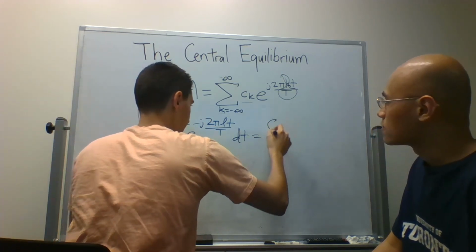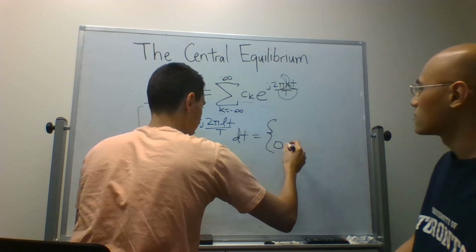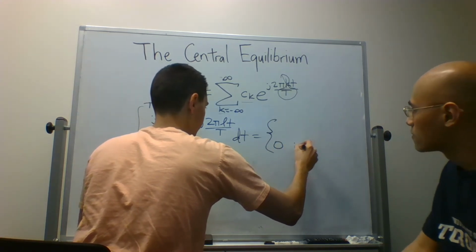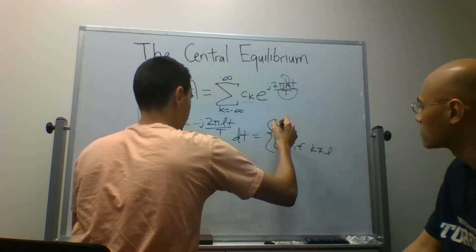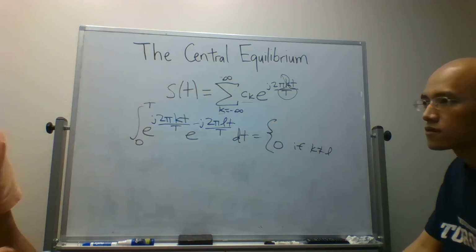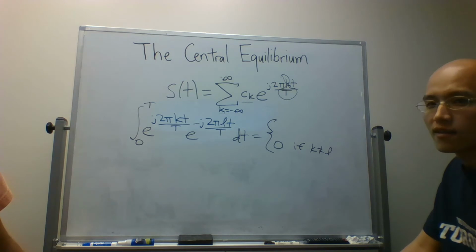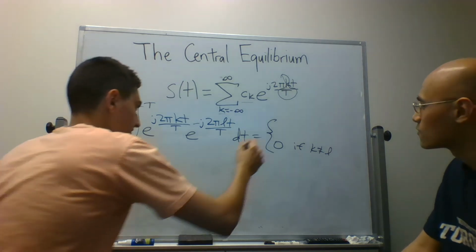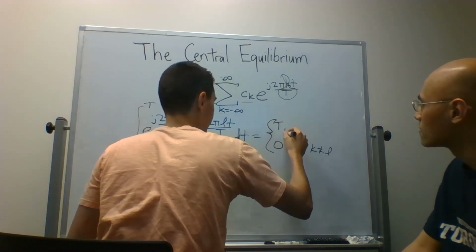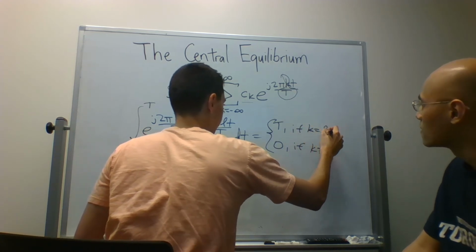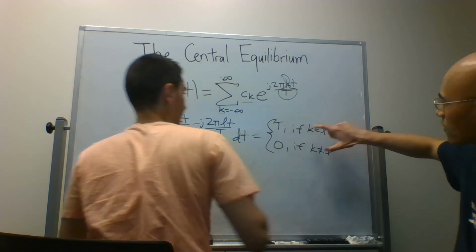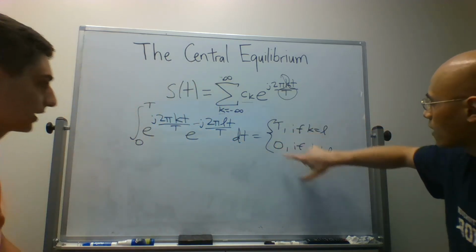Okay, so it equals 0 if k does not equal l, and it equals T if k is equal to l. So what is the significance of this?